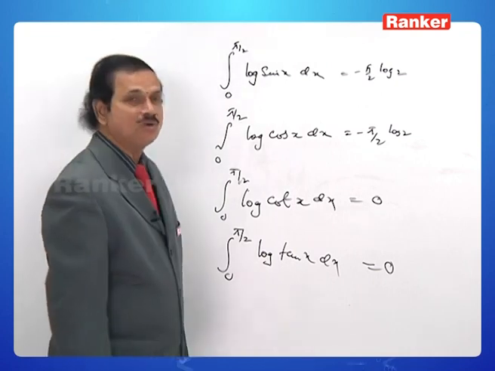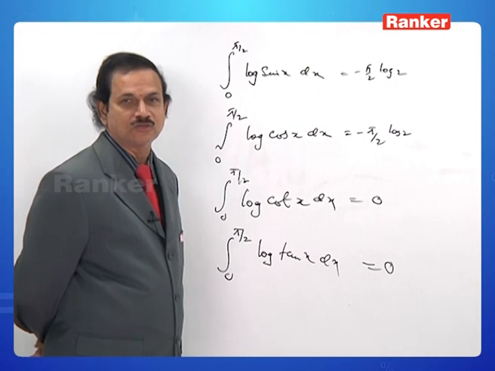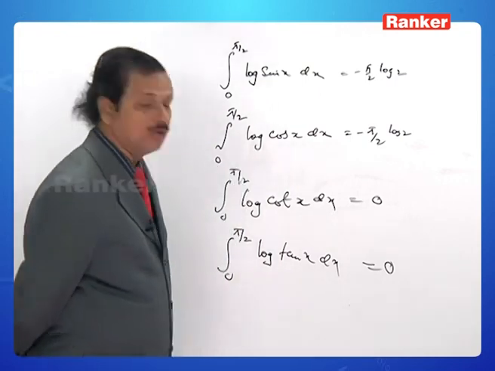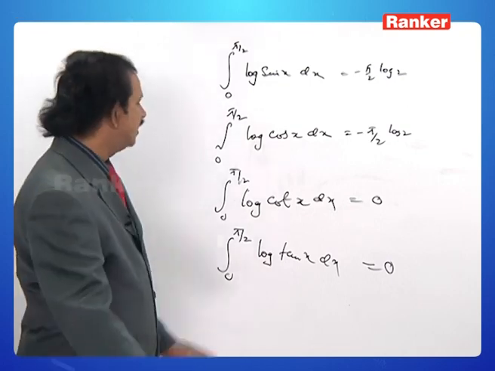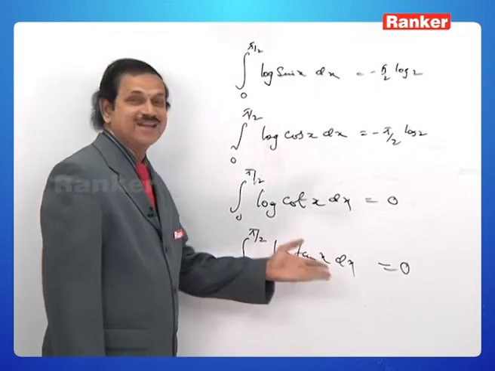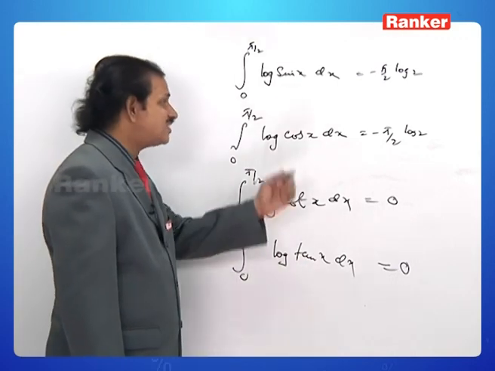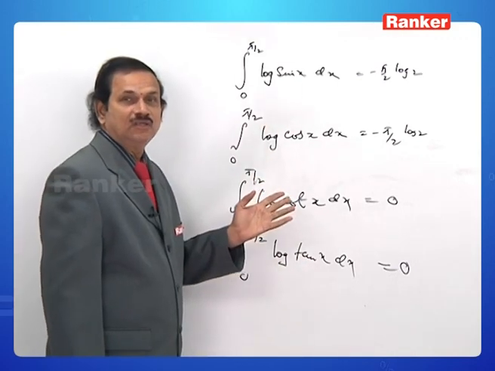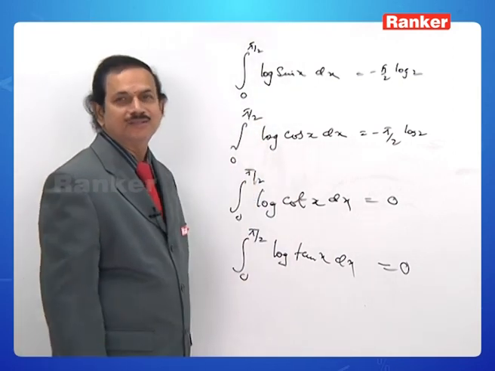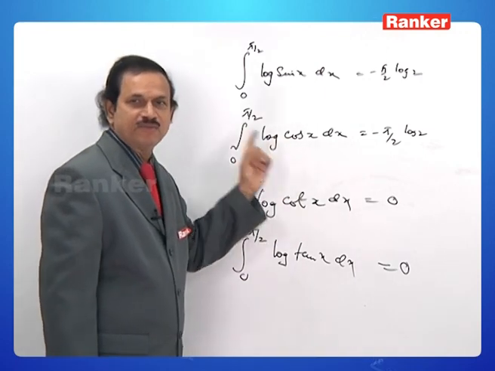So these you are supposed to get. Remember that integral 0 to pi by 2 log sin x dx is equal to minus pi by 2 log 2, and integral 0 to pi by 2 log cos x dx is also minus pi by 2 log 2, whereas integral 0 to pi by 2 log cot x dx is 0, and integral 0 to pi by 2 log tan x dx is also 0. Yes, these are famous answers. He may not ask you this question directly. In the questions he generally asks, these may come under use. That is why you may have to recollect and remember them.